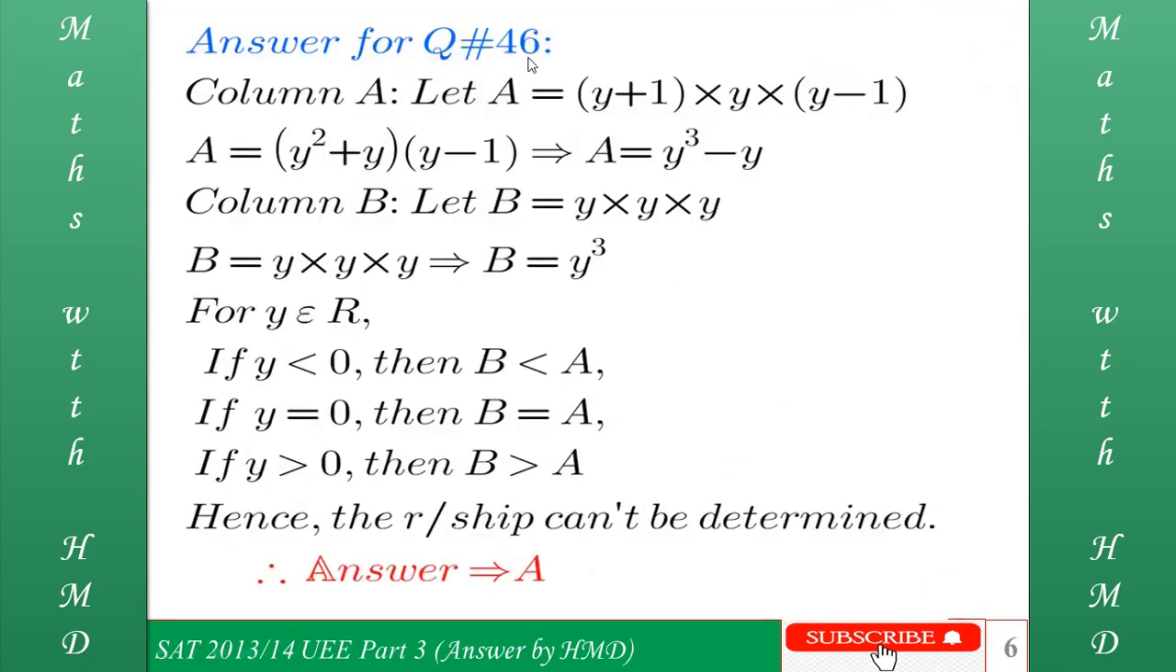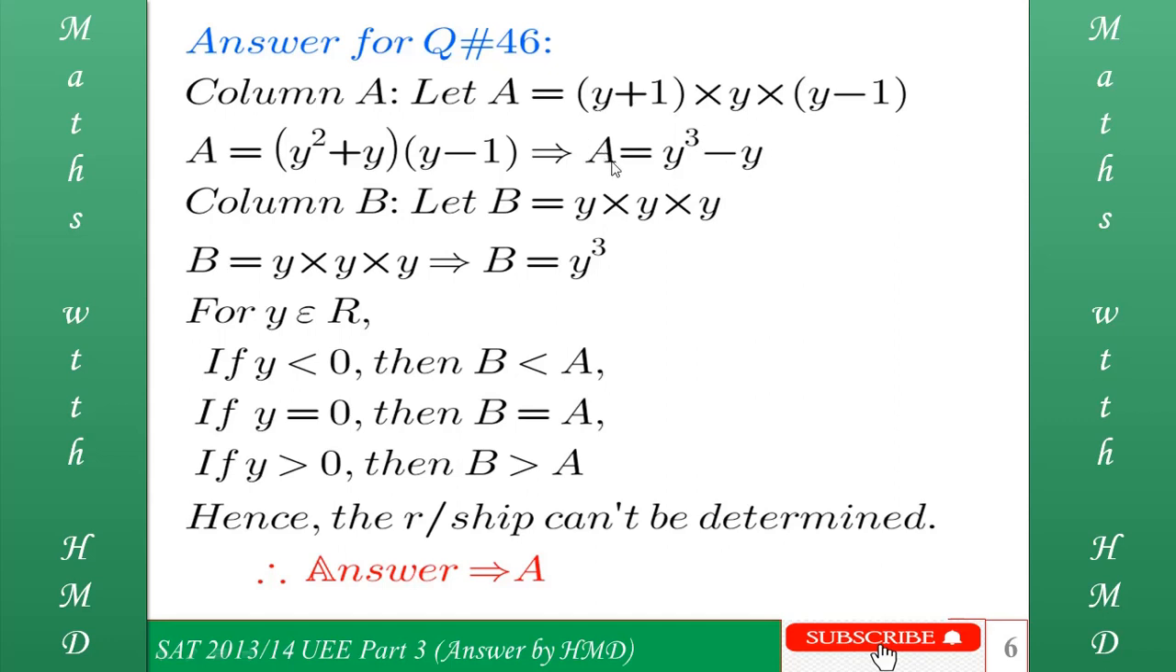Here is the answer for question number 46. In column A, assume the quantity is A, which is y plus 1 times y times y minus 1, right? So y times y plus 1 is y squared plus y, and then times y minus 1. Just multiply this by this, and it is going to be y cubed minus y squared plus y squared minus y, right? Then y squared minus y squared is going to be 0.